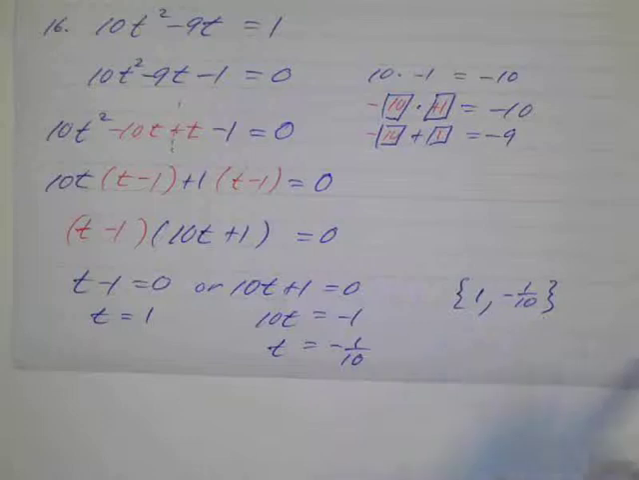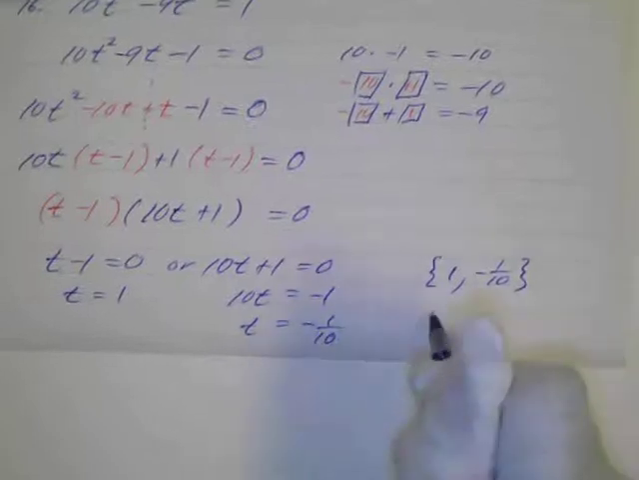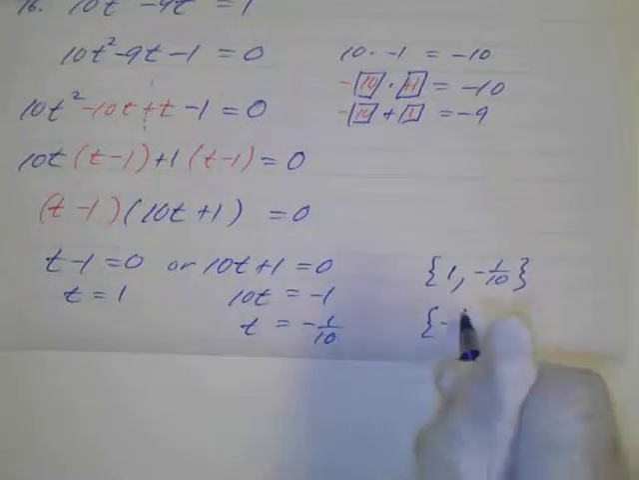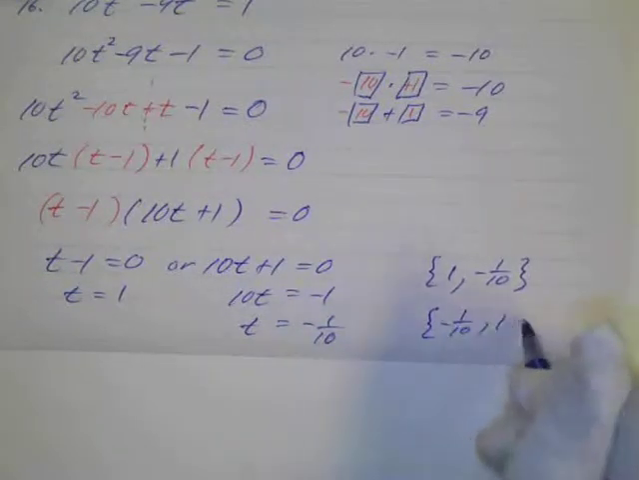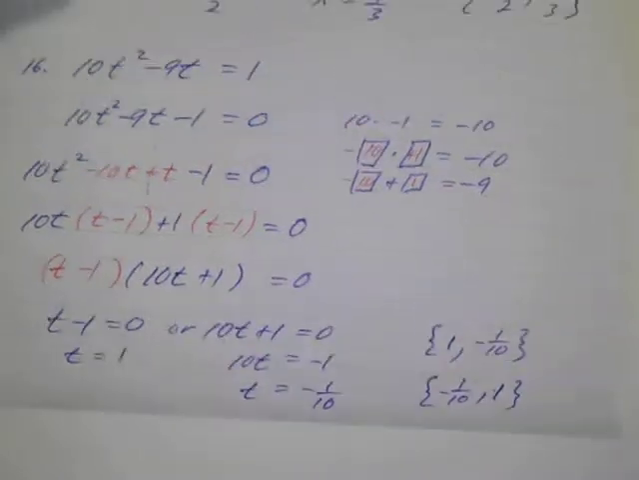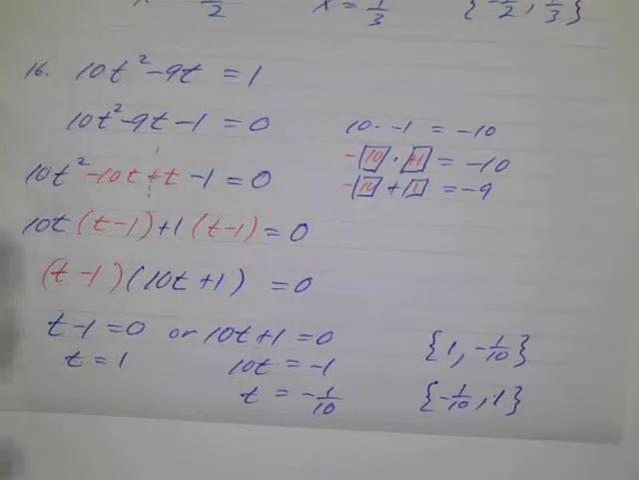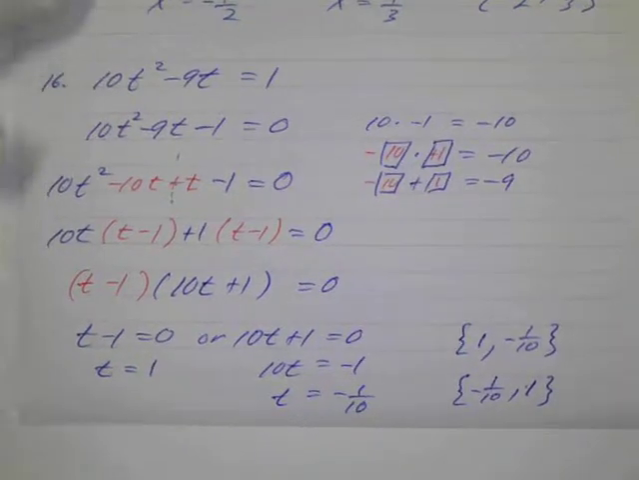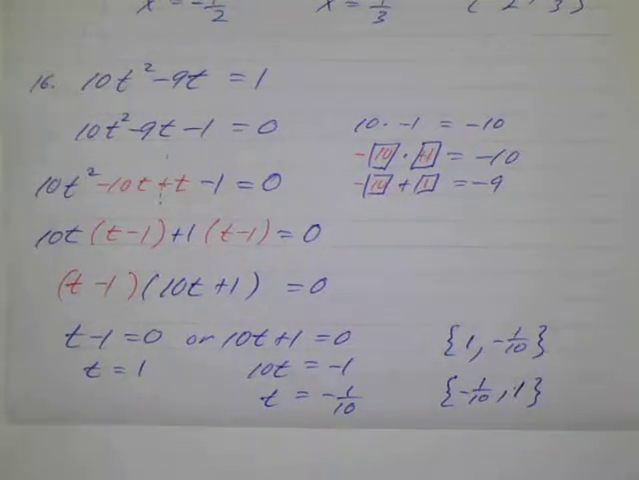Sometimes we like to write them in ascending order, like in this set it was negative 1/2, 1/3. So I could probably write this as negative 1/10 and 1, but it doesn't really matter because the set is just a collection of objects and order doesn't matter. Okay? So there's a couple with the general trinomial method. Okay? And make sure you kind of understand that method because it really comes in handy sometimes.